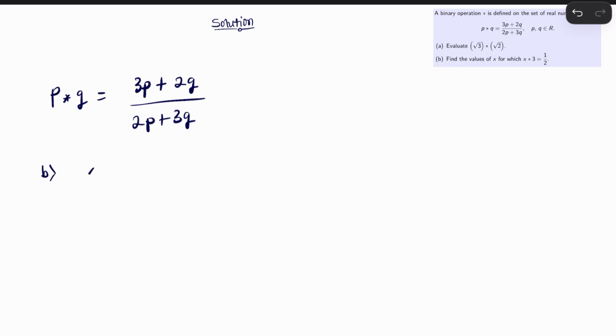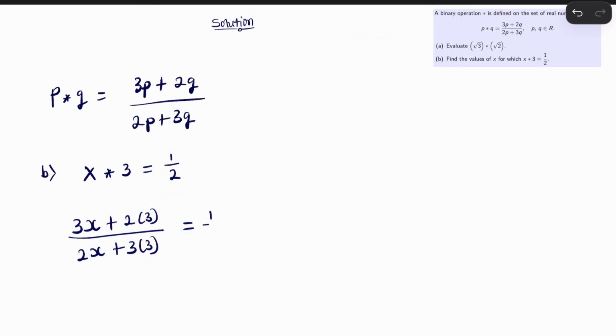B, we are to find the values of x such that x star 3 is equal to 1/2. So now let's compute x star 3. Here, P is now equal to x and Q is now equal to 3. Substituting this into our expression, we are going to have 3 times P, but P is now x, plus 2Q, so that will be 2 times 3, divided by 2 times P, so that will be 2x, plus 3 times 3. Then this is equal to 1/2.